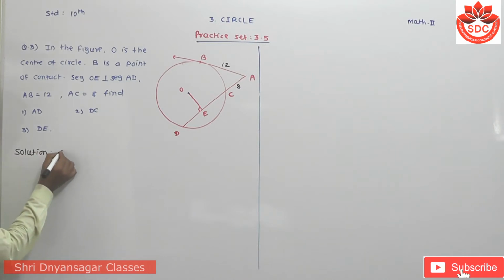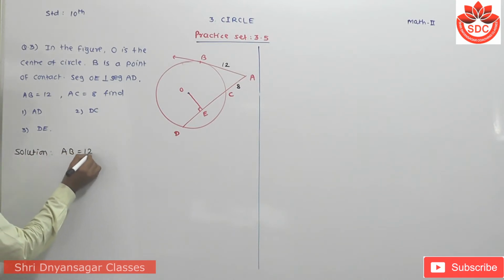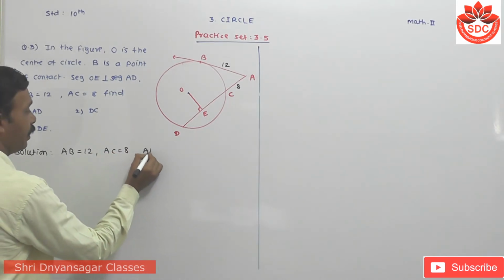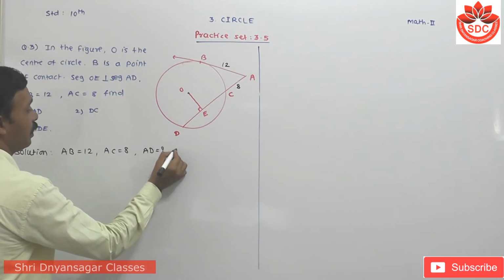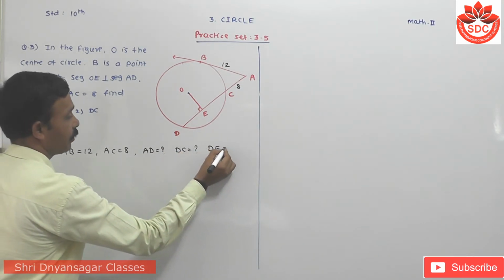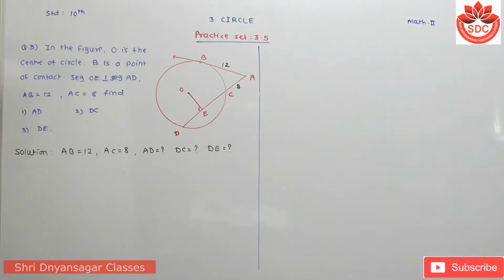In this given, AB is 12 and AC is 8. We have to find AD, then DC, and then DE. These three we have to find here. For the first, I will find the segment AD.